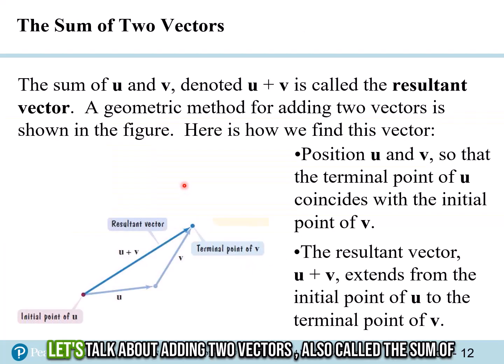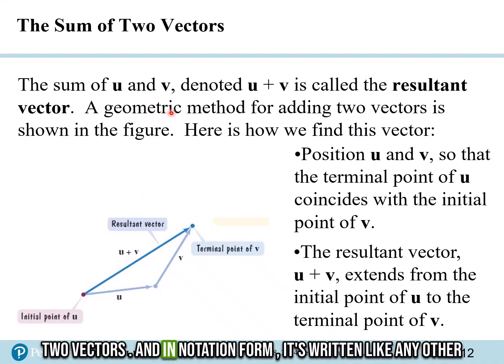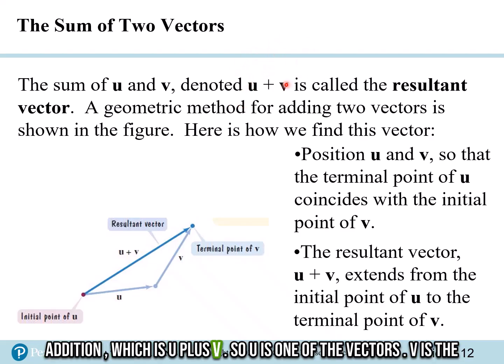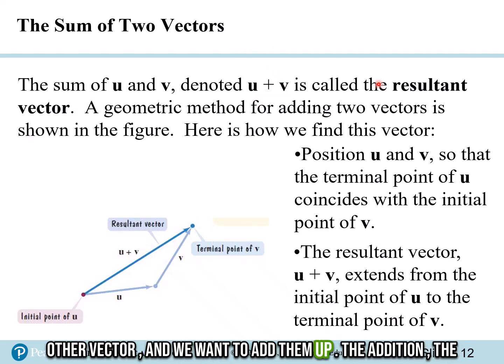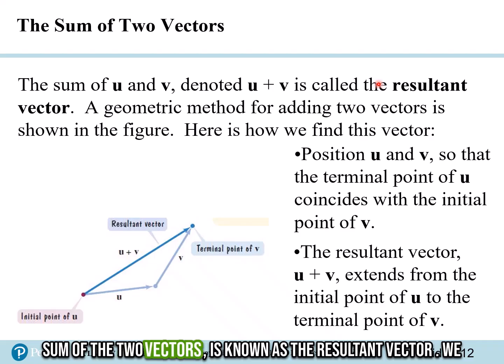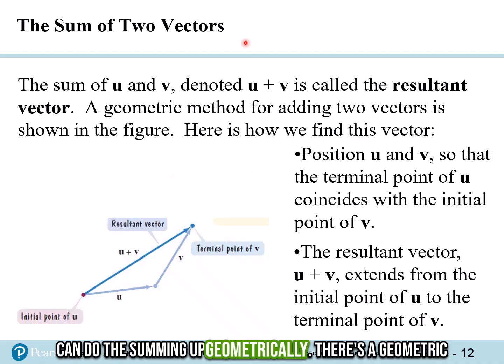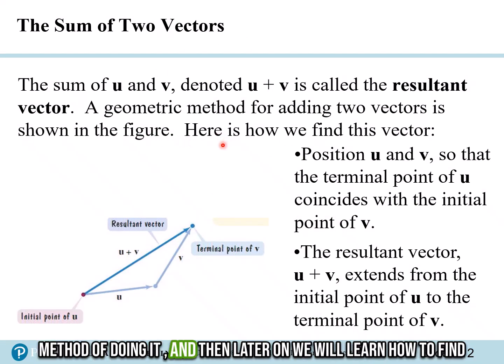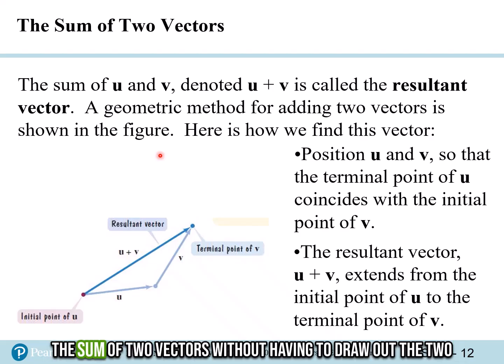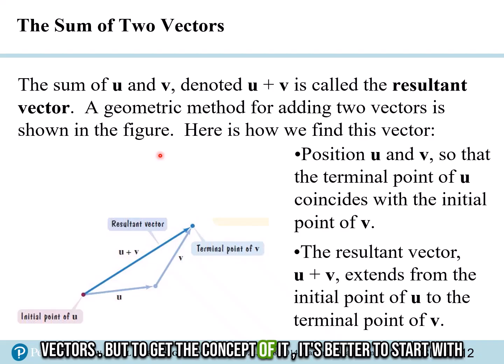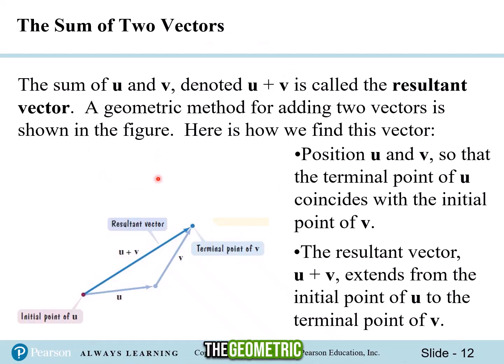All right? Let's talk about adding two vectors, also called the sum of two vectors, and in notation form it's written like any other addition, which is u plus v. So u is one of the vectors, v is the other vector, and we want to add them up. The sum of the two vectors is known as the resultant vector. We can do the summing up geometrically. There's a geometric method of doing it, and then later on we will learn how to find the sum of two vectors without having to draw out the two vectors. But to get the concept of it, it's better to start with the geometric method.